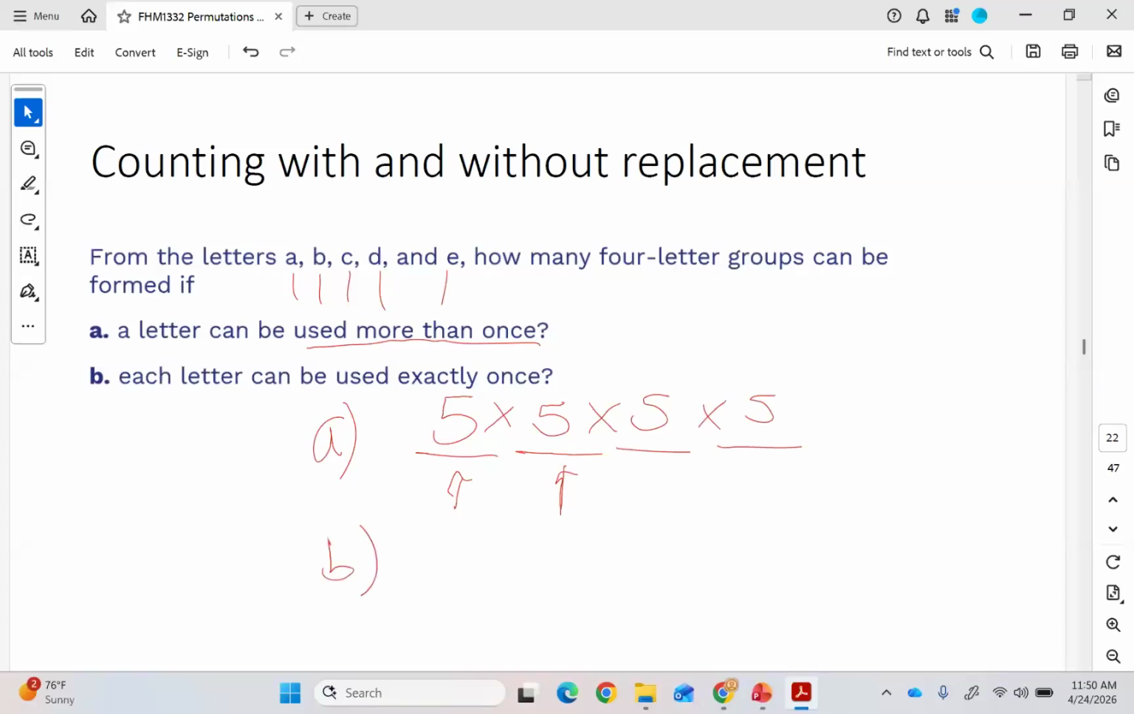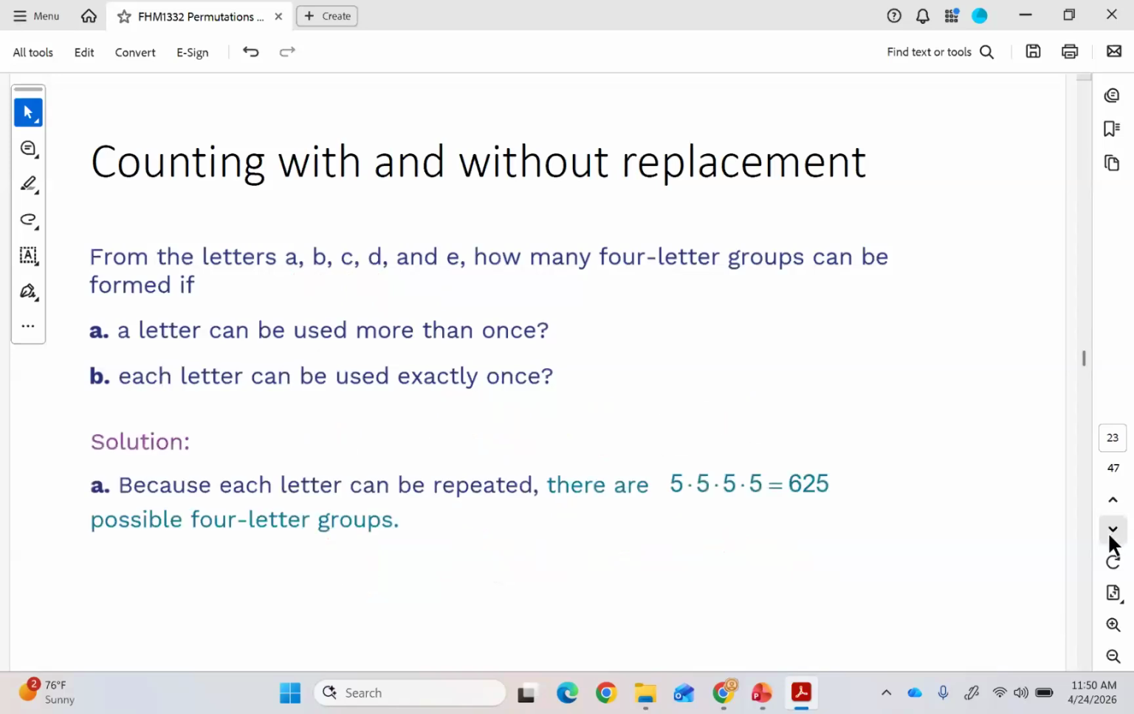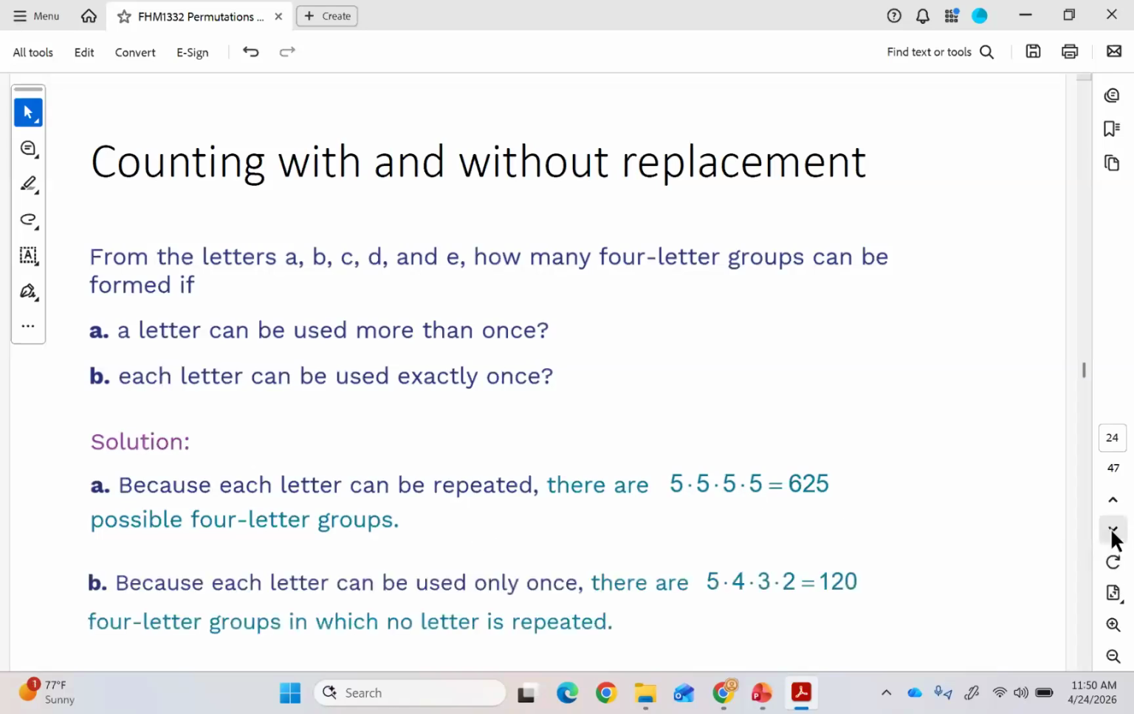For (b), if each letter has to be used exactly once, then once you use a letter, the number of possibilities reduces. And so my answer would be 5 times 4 times 3 times 2. I have those multiplications on this slide. The first answer is 625, and the second answer is 120. Fewer possibilities if you're not allowed to repeat letters.